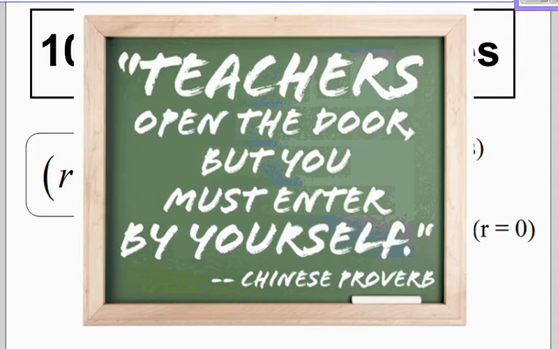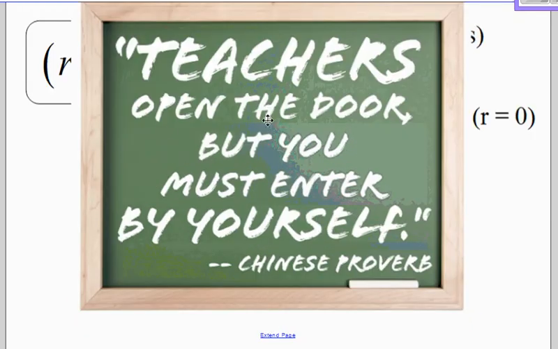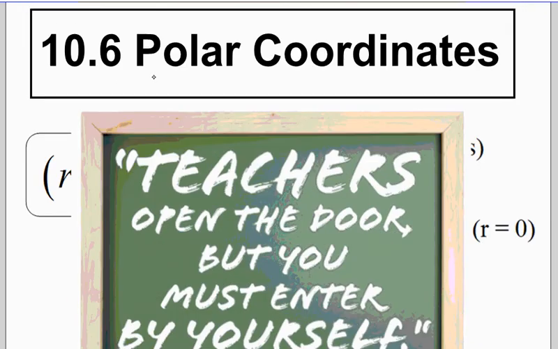In this lesson, I'm going to go over with you polar coordinates, which is another way of writing points, but we're going to write it in polar form.